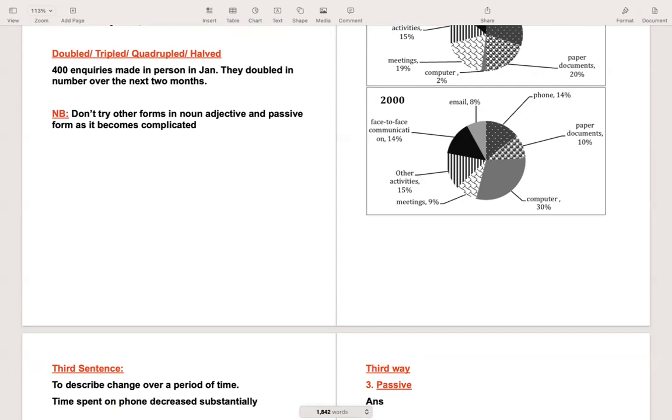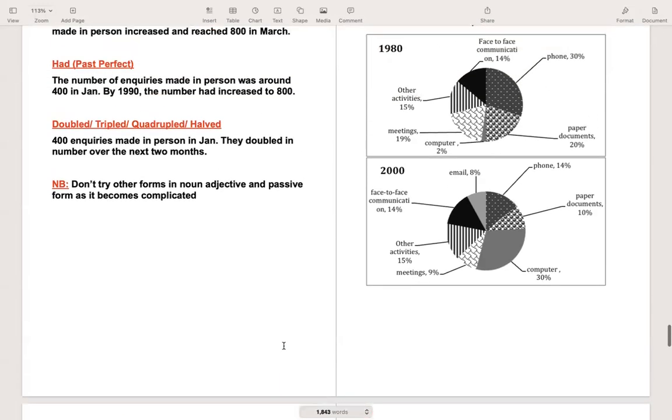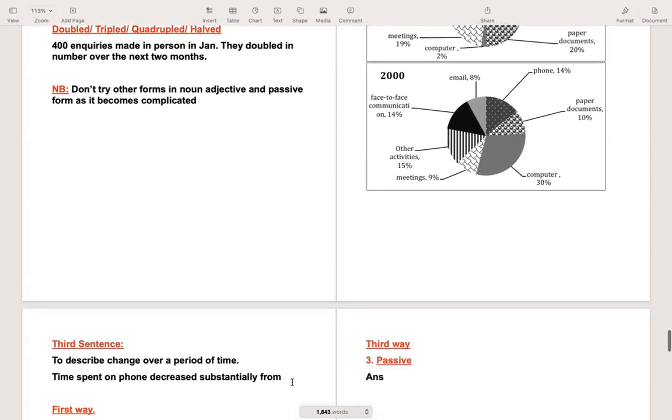So time spent on phone decreased substantially from how much? 1980 to 2000. Tell me value also. From 30% in 1980 to 14% in 2000. Okay, perfect. Is it clear? Yes, sir. This is which one? Verb adverb. Are you clear? You put the verb here, then you're putting the adverb.